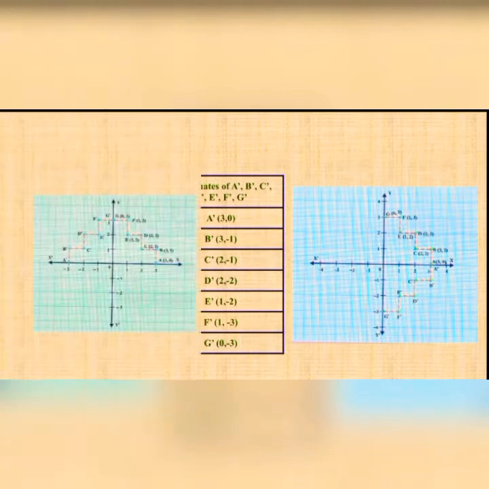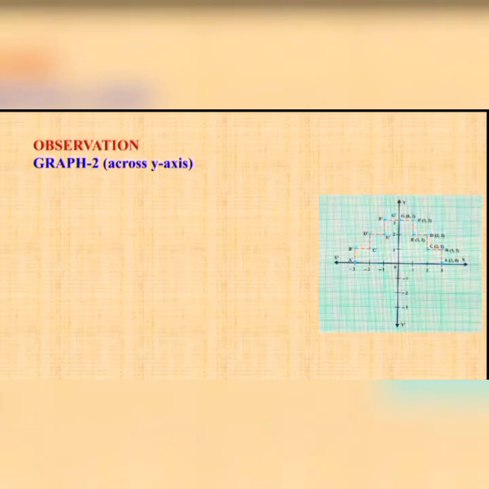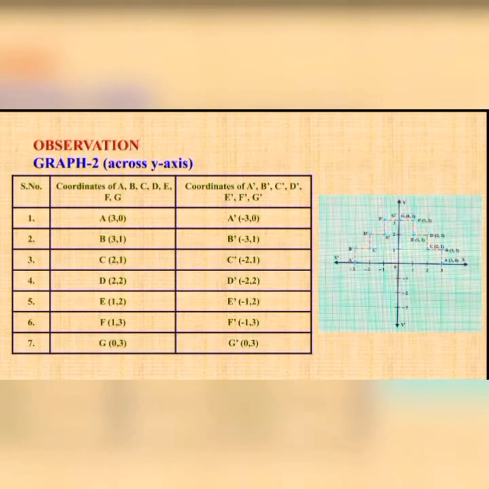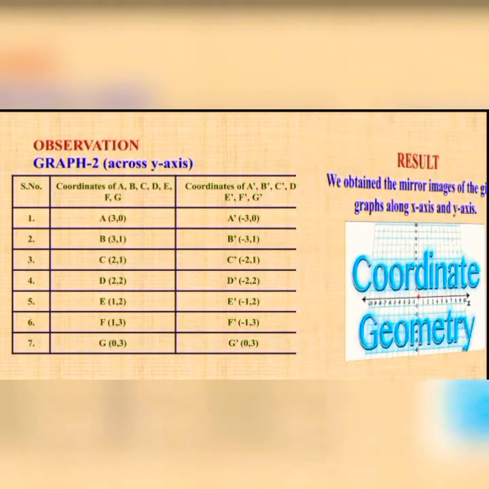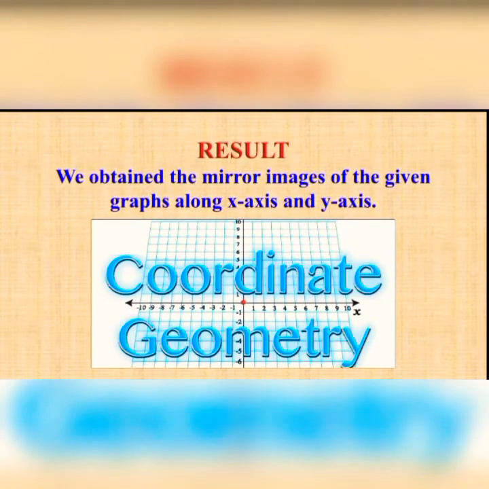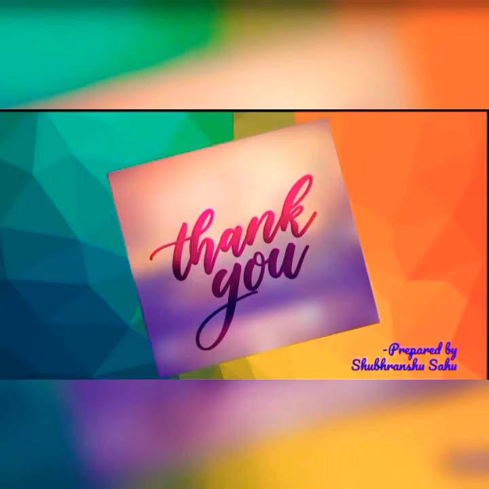Let's move further and observe graph 2, that is, the one we have drawn across the y-axis. As you can see here the graph and its coordinates, from A, B, C, D, E, F and G and A', B', C', D', E', F' and G'. So the result which we obtained is the mirror images of the given graphs along the x-axis and y-axis respectively. So thank you.